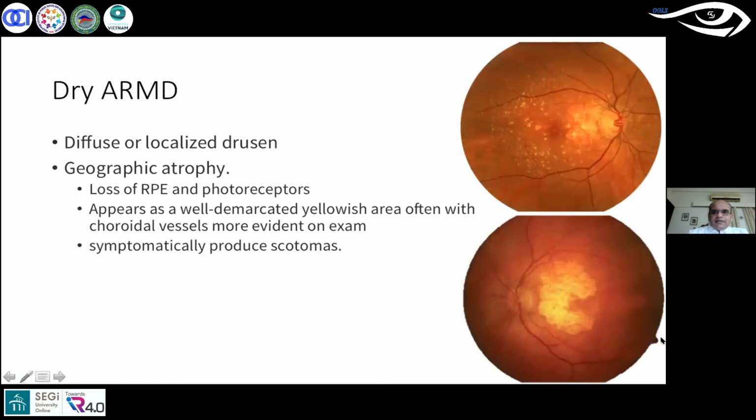Dry ARMD, as you will see in these photographs here, is characterized by the presence of diffuse or localized drusen, which are more at the posterior pole. There is a loss of RPE and photoreceptors in geographic atrophy, which then appears as a well-demarcated yellowish area, often with choroidal vessels seen underneath. This may symptomatically produce scotomas in vision.